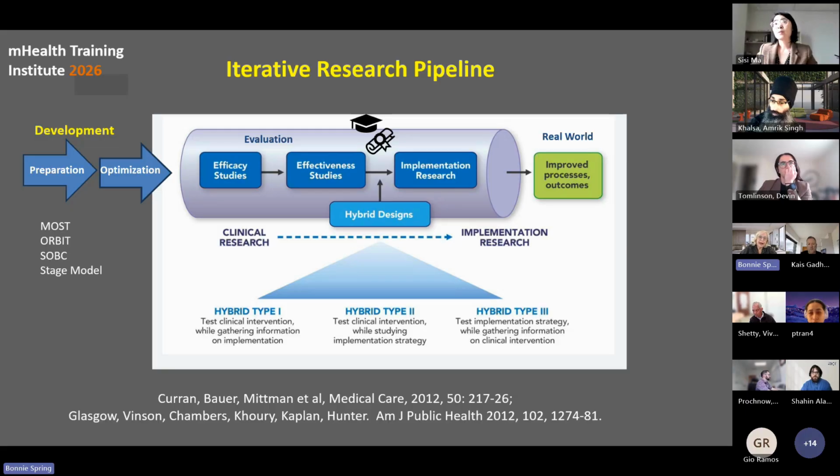You'll notice I have an academic mortarboard and a diploma up here. I'm doing this because, through effectiveness studies, this is how many of us were trained in academia.